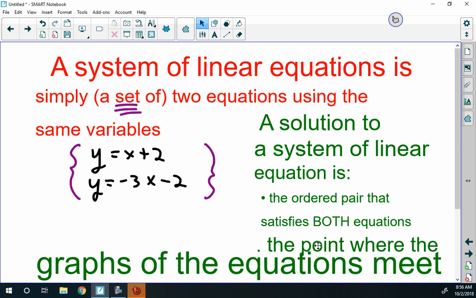Are we using loud graph paper or quiet graph paper? Anybody have a preference? Which graph paper?